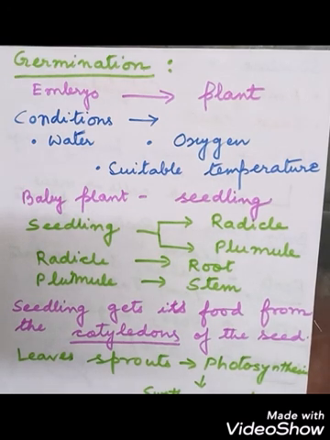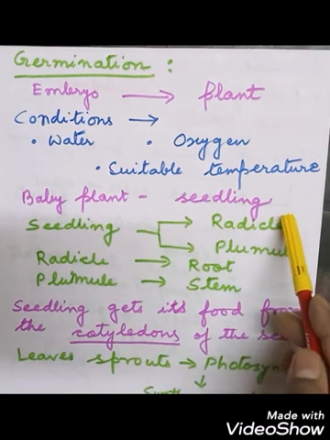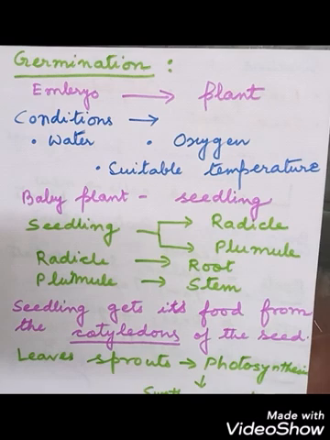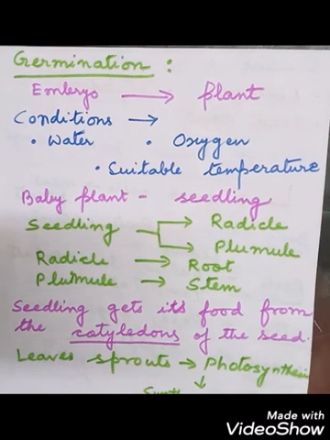So this process is called what? Germination. When the seeds develop into a seedling, that process is called what? Germination. I hope it is clear now. The baby plant is called what? Seedling.